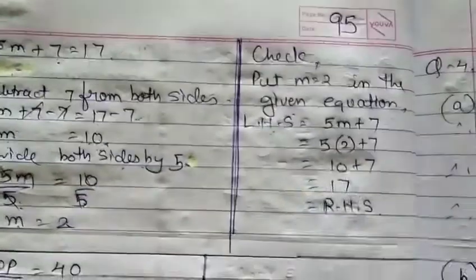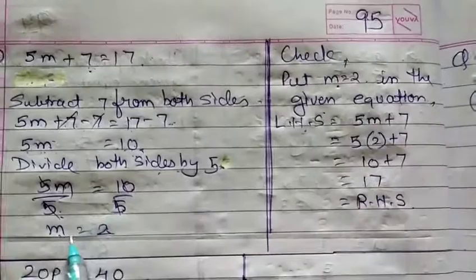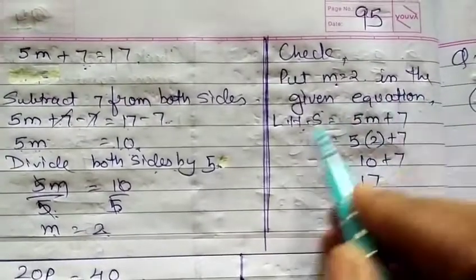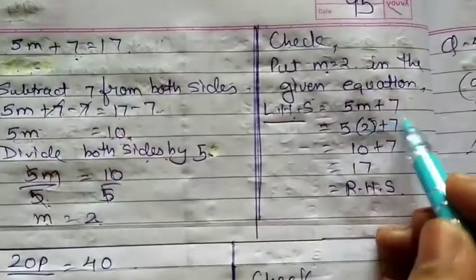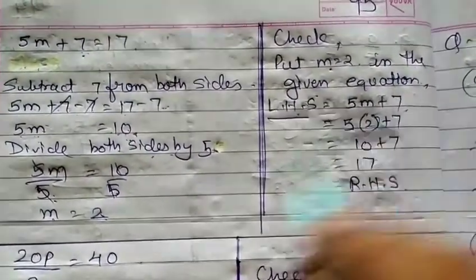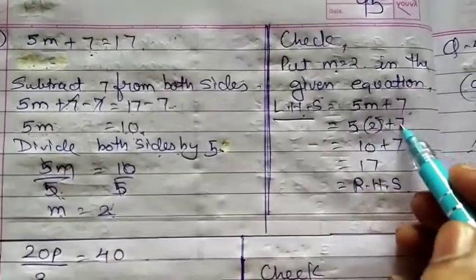Check whether it is correct or not. Check. Put m equals 2 that we got over here in the given equation. Whatever value is on your left hand side, write down this expression 5m plus 7 as it is. In place of m, you have to substitute this value, that is, the value of m is 2. Write down 2 over here, plus 7.